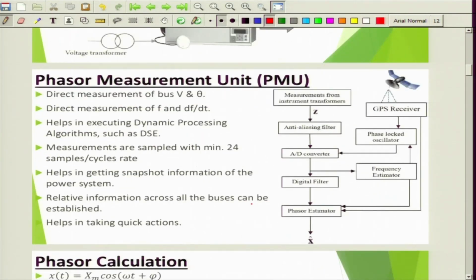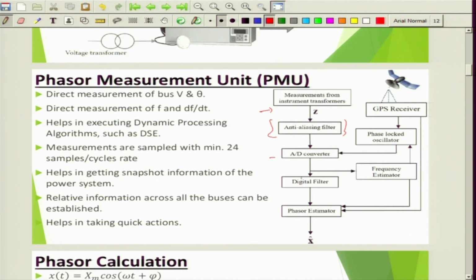So, let us go into detail. This is the overall flow chart: measurement from instrument transformers, as I already mentioned, by using CT and PT, and then we go for filters, because there could be some glitches in the data or some unwanted components that need to be eliminated. An anti-aliasing filter will be used, and then we go for the A to D converter, because we have to go for sampling, and then by using GPS we lock this sampling, so that every PMU's data is synchronized.